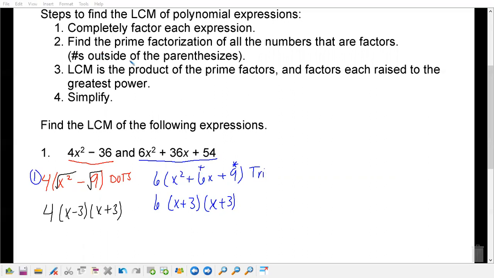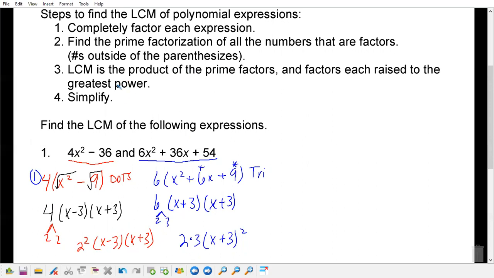Step 2 is to find the prime factorization of all the numbers that are factors. So 4, we're going to write this in prime factorization. Remember, 4 is 2 and 2, right? So this becomes 2 squared times x minus 3 times x plus 3. 6 in prime factorization, 6 is 2 times 3. So this becomes 2 times 3, and we have x plus 3 squared.